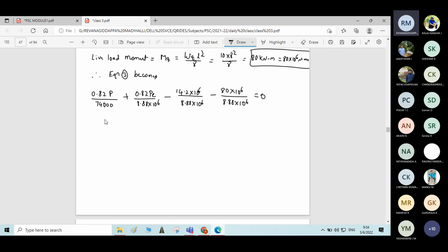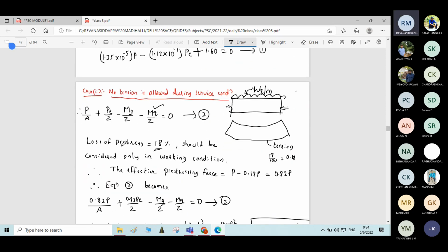By this you will get one more linear equation, correct? 0.82 divided by 74,000. How much? It is 1.11 into 10 power minus 5 P. Please cross check. Plus 0.82 divided by 8.88 into 10 power 6. If you calculate, it is 9.23 into 10 power minus 8 PE. Minus the value of this whole term. If we calculate, it is 10.61, is equal to 0. Now call this equation number 4.